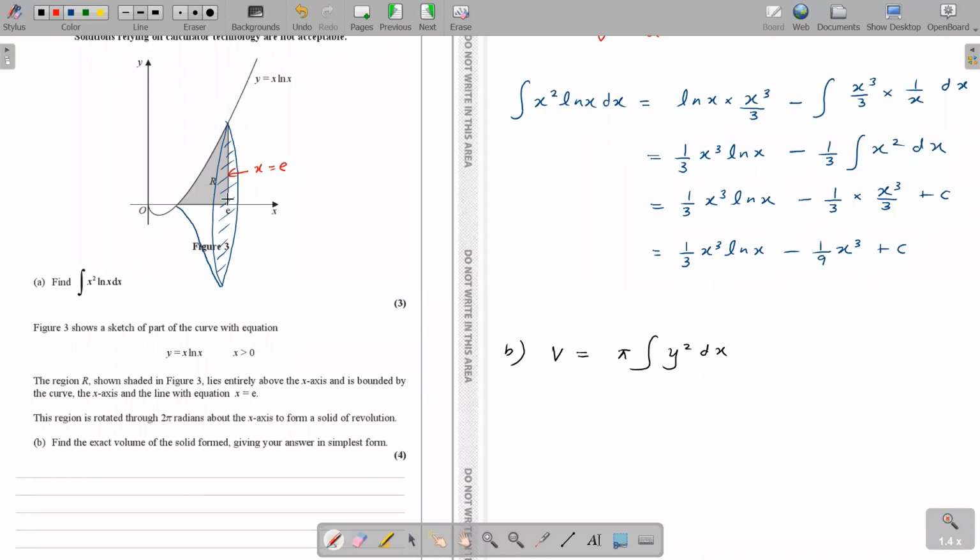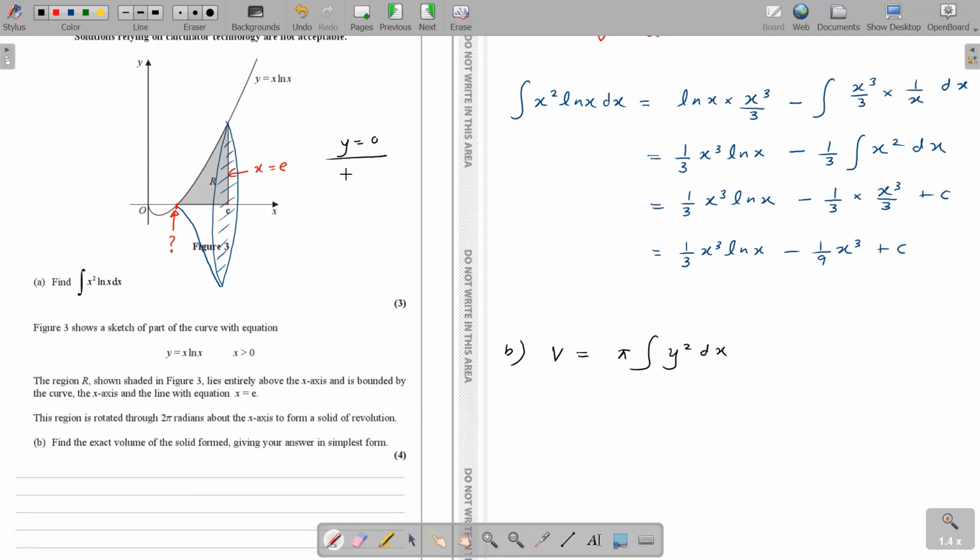The ending x value is at E, but I need the starting x value. This x value needs to be found. How do I get it? You can see that's the place where the curve cuts the x-axis, right? So when you meet the x-axis, you get y equals 0.